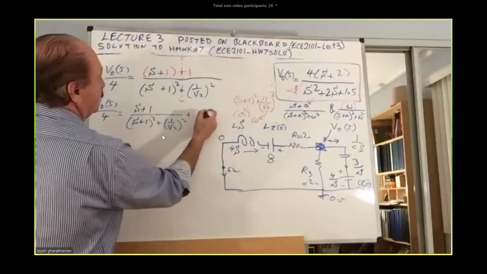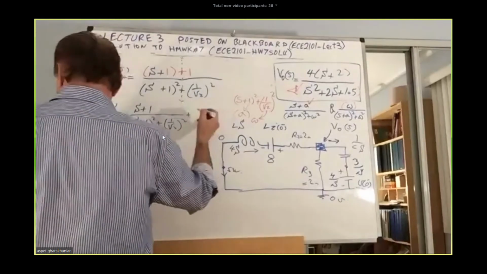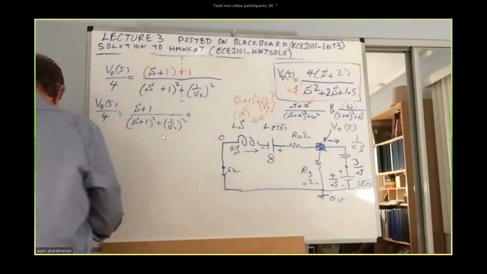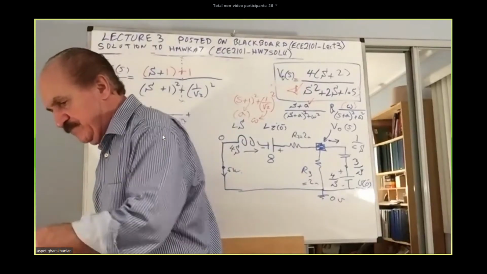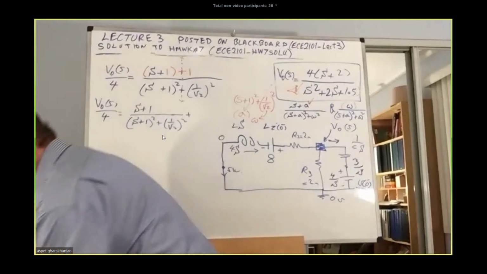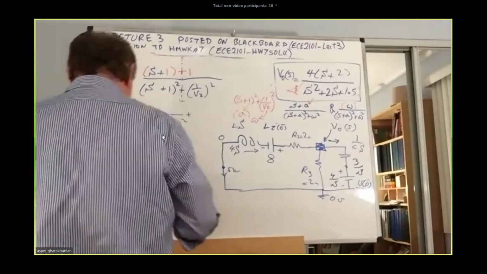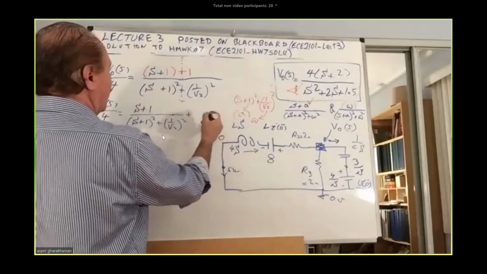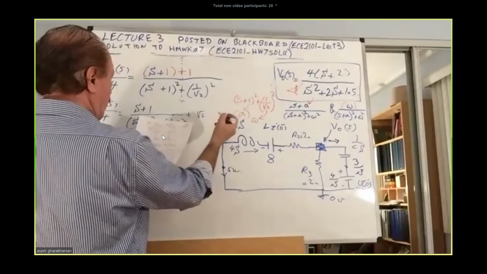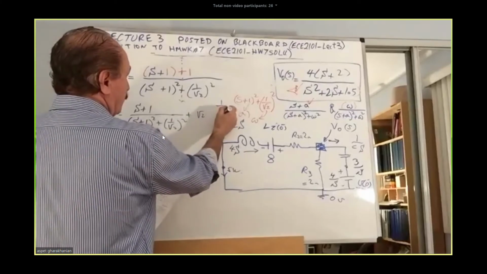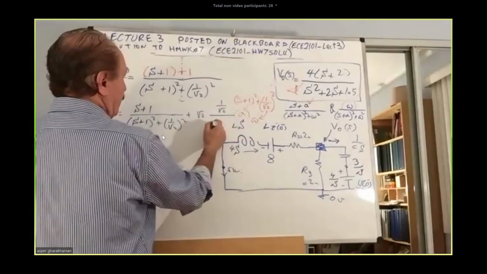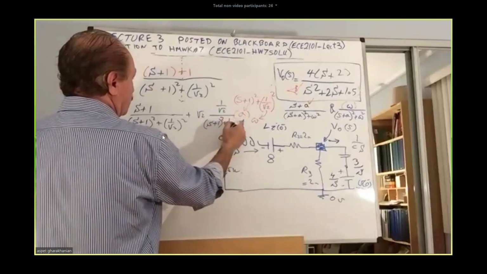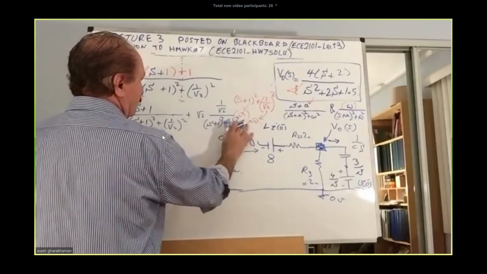Next is going to be 1 over... go to the next page. The next one is going to be here, radical 2, 1 over radical 2 over s plus 1 squared plus 1 upon radical 2 squared. You're getting into the other picture here.